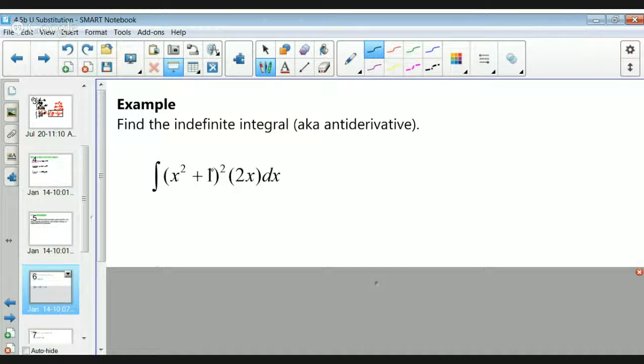Now the problem is this is a little bit more complicated than just sine of x, right? So what we're going to do is try to write this as a much simpler integral, and then find the antiderivative of that, and then we can substitute back in. Let's first determine what u should be. You're getting good at this now, yeah? So u should be x squared plus 1, right?